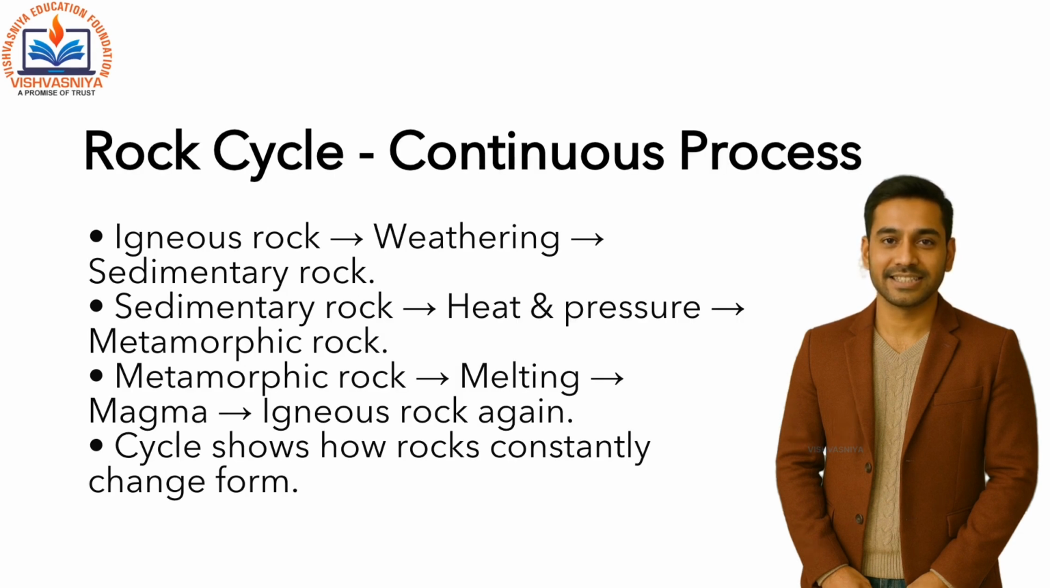Finally, let us understand the rock cycle, which shows that rocks are not permanent but keep changing from one form to another. Igneous rocks undergo weathering and erosion, become sediments, and compact to form sedimentary rocks. Sedimentary rocks, under heat and pressure, change into metamorphic rocks. Metamorphic rocks, when melted, form magma, which cools to produce igneous rocks again. This cycle is continuous and explains how Earth constantly recycles its crustal material.